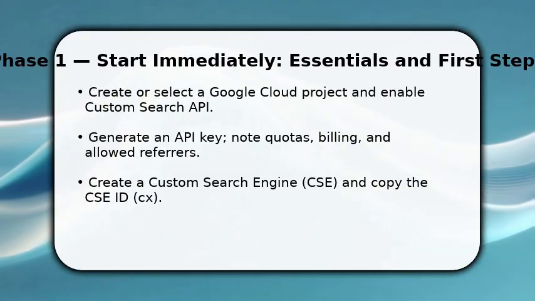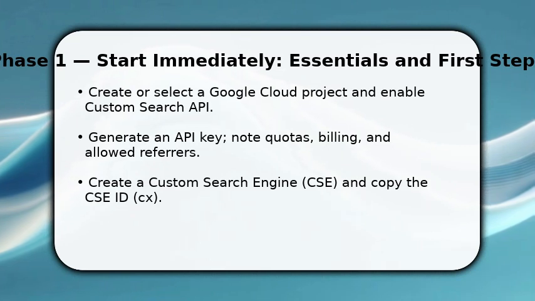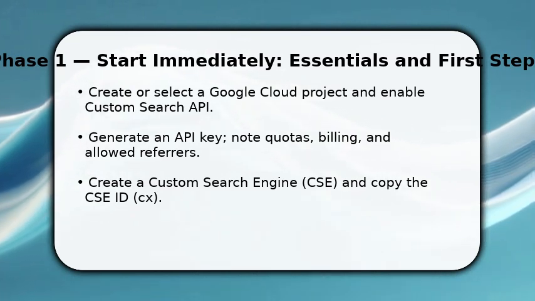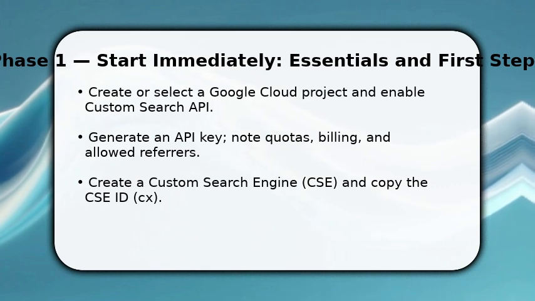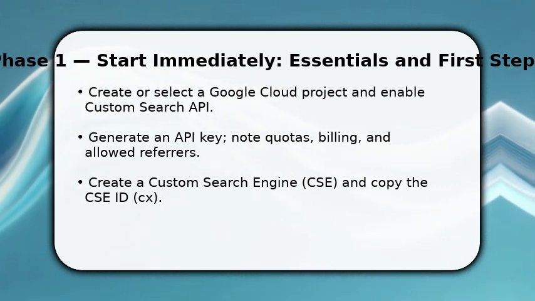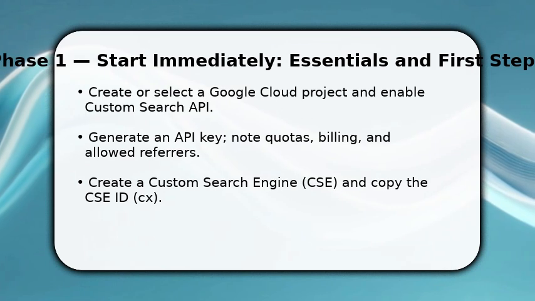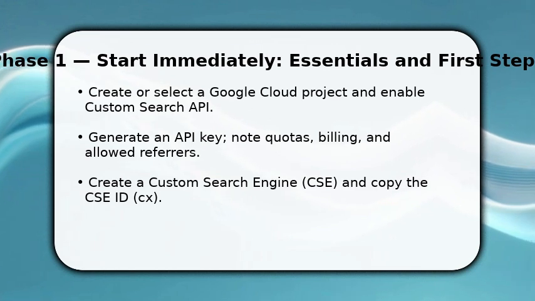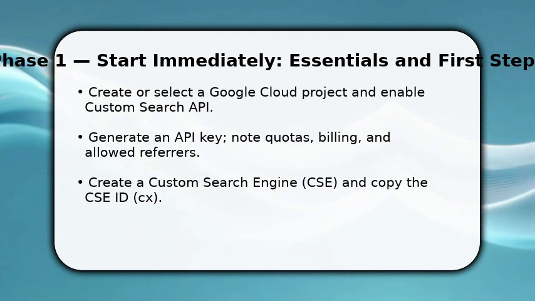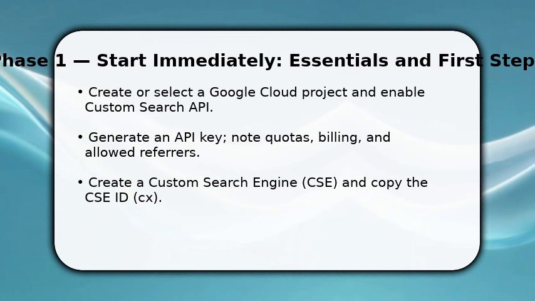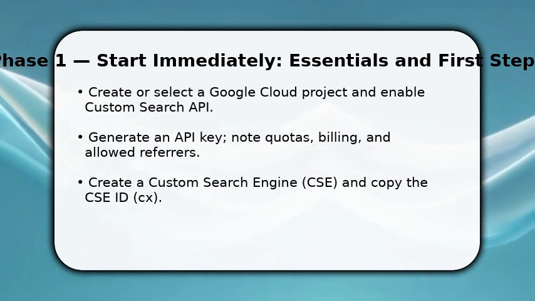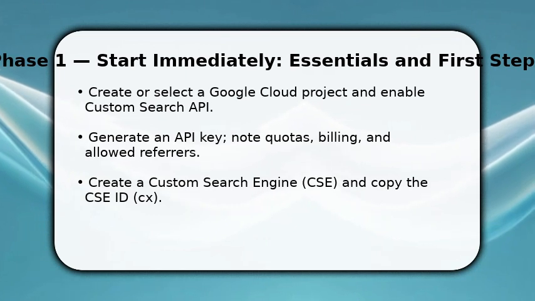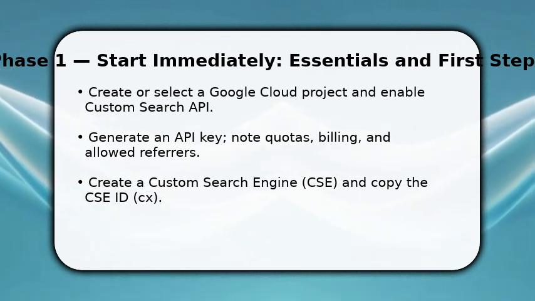You start by getting the essentials in place. Enable the Custom Search API on a Google Cloud project and create an API key so requests authenticate. Once done, create a custom search engine and copy its CSE ID, called CX, because you'll pass both values in every call. Make sure to configure sites or domains in the CSE scope to control results. Also set API key restrictions and check quota limits so your first requests aren't unexpectedly blocked.